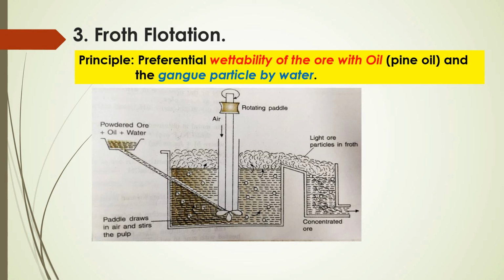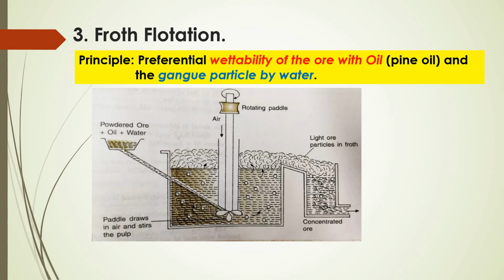Now once they all enter the huge container, there is an arrangement of a fan and the passage of air inside that container. Once the fan rotates, it mixes all these three substances evenly, but since ore has the preference of being wet by oil, the ore particles get covered with oil and they become light, because oil is lighter than water.